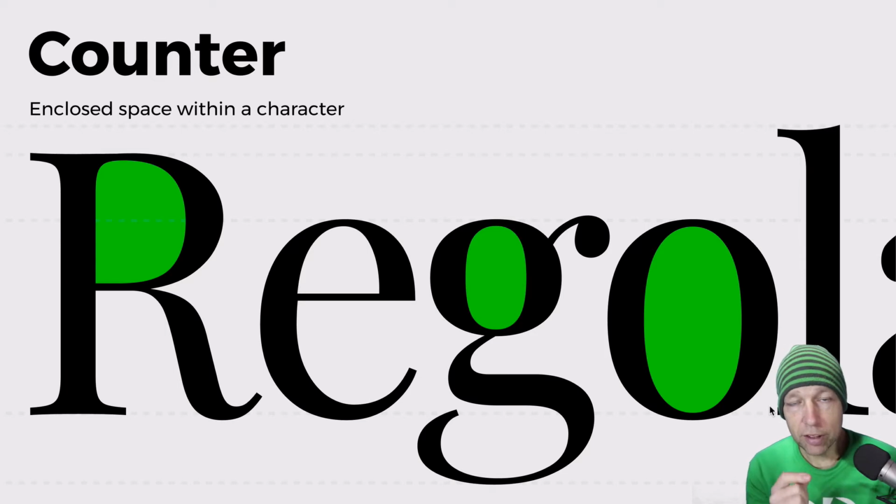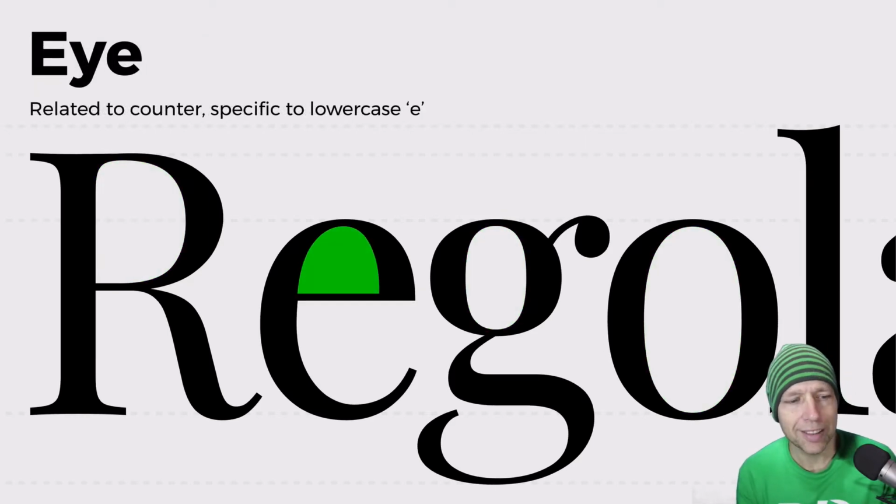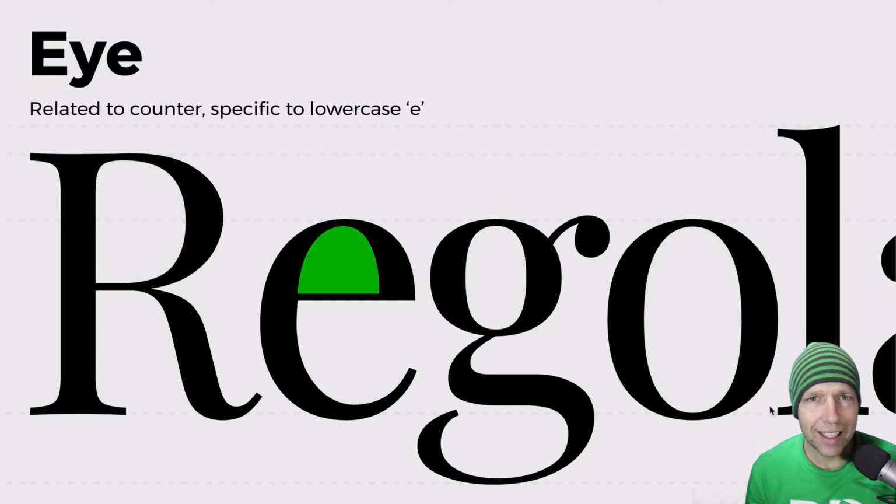Counter, that's another term that was mentioned earlier. We wanted large counters for those smaller typefaces. Here, the counter is any enclosed space within a character. So the enclosed area of the R or the G or the O, those are counters. You might be asking, well, Chris, why didn't you mention the E? Well, the E has a special name for its counter, and it is an I.